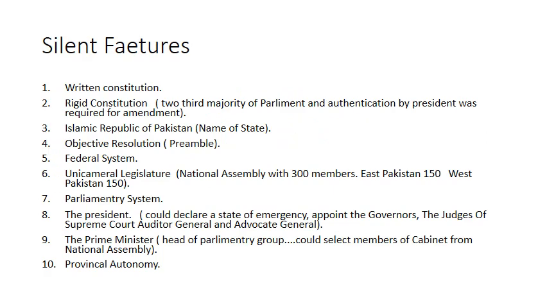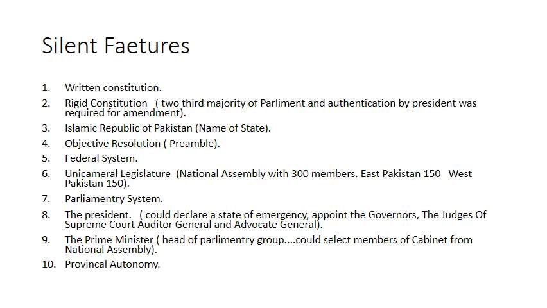Salient features of the constitution. It was a written constitution, as it comprised 234 articles. It was a written constitution, and it was a rigid constitution. A constitution is considered to be a rigid constitution when it is not so easy to make amendments in it.